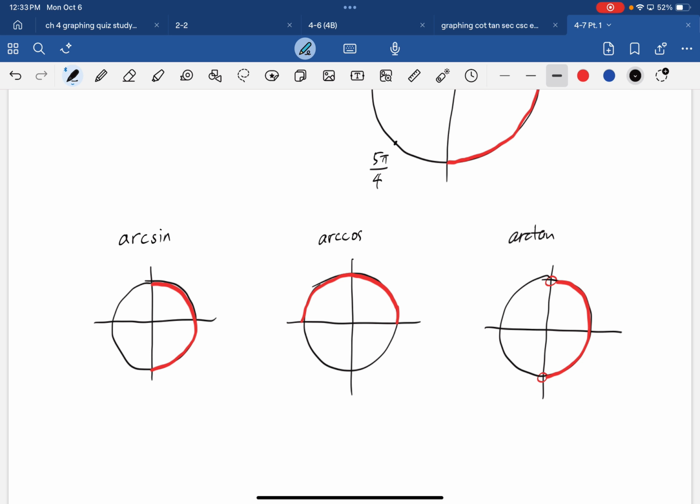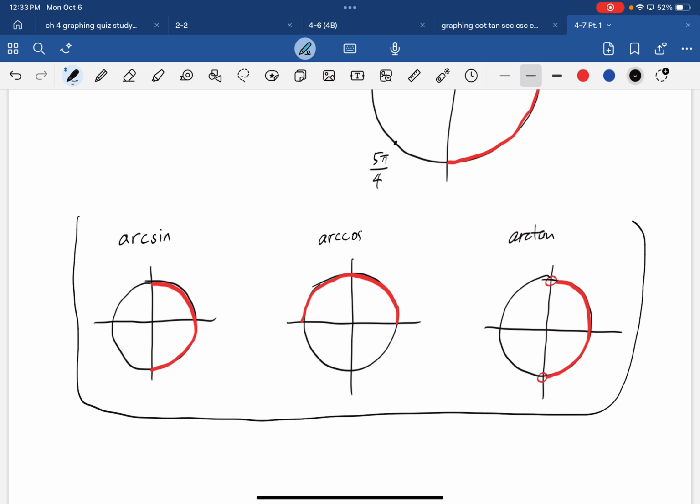Okay, so if you're a visual person, this would be a very helpful diagram to memorize. I mean, you can think about it very intuitively, right? Arcsine is giving you y values, and these two quadrants span all the possible y values. Arc cosine is giving you x values, and so these two quadrants span all the possible x values on the unit circle. And arctangent is a little more arbitrary.